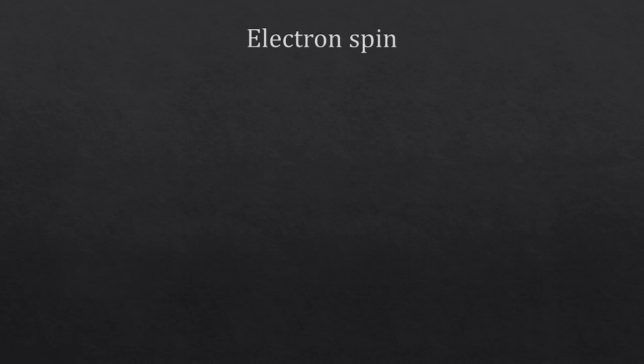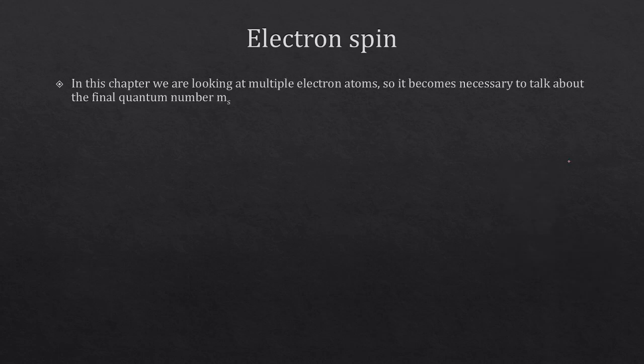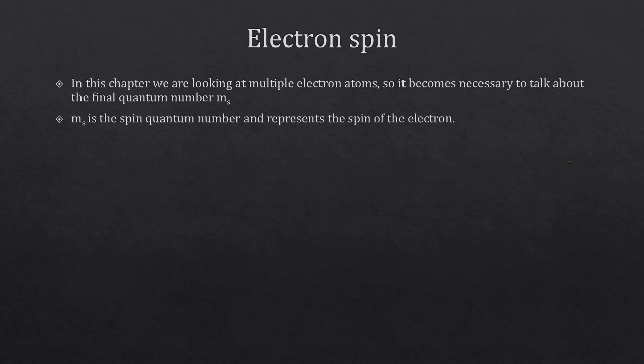For this next video, we're going to get into the fourth quantum number that we didn't talk about in the last chapter, m sub s, and its relation to the concept of electron spin. The reason we're going to start worrying about this is that we're now going to be looking at multiple electron atoms. So we're going to see how this comes up and how the final quantum number relates to it. So m sub s is the spin quantum number and represents the spin of the electron.